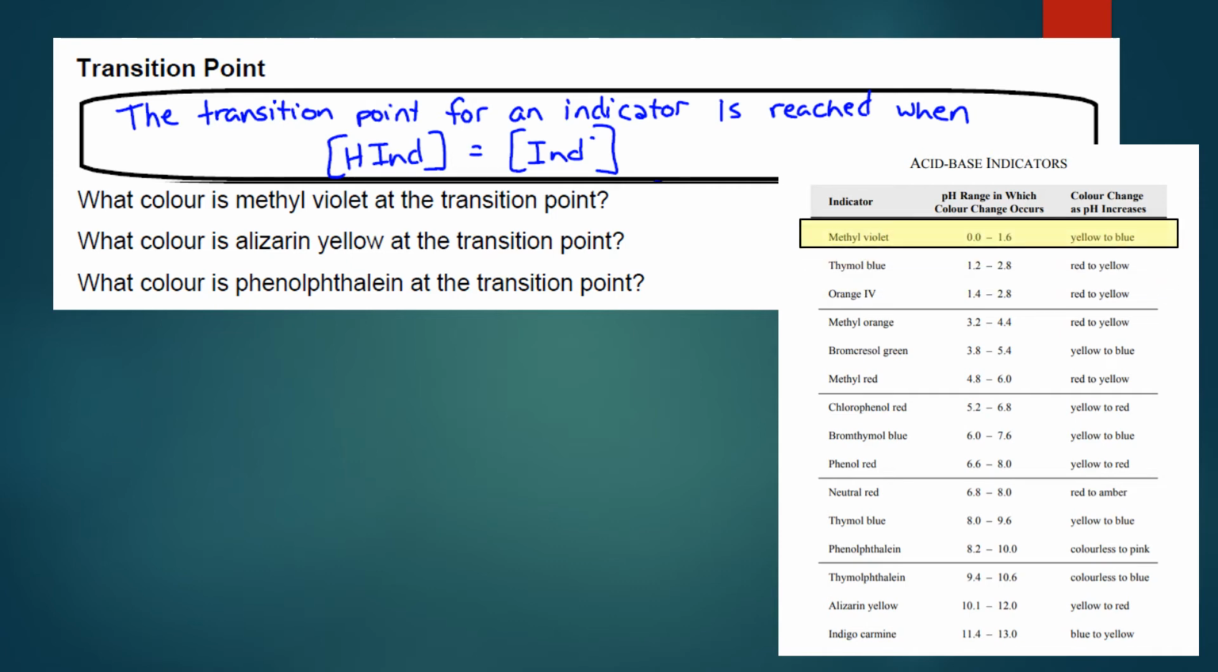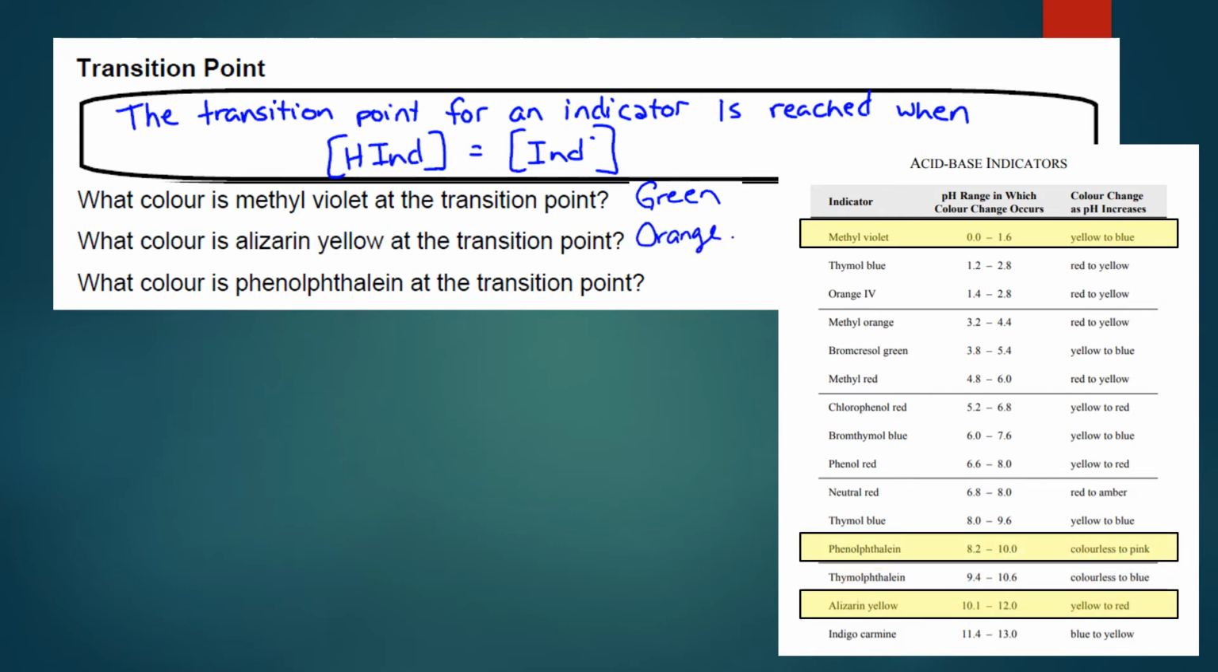We can take a look at methyl violet. You can see that it changes color from yellow to blue. So at the transition point, it's going to be green, because when you mix yellow and blue together, we get green. Alizarin yellow is the next one. It goes from yellow to red. So at its transition point, we're going to get an orange color.